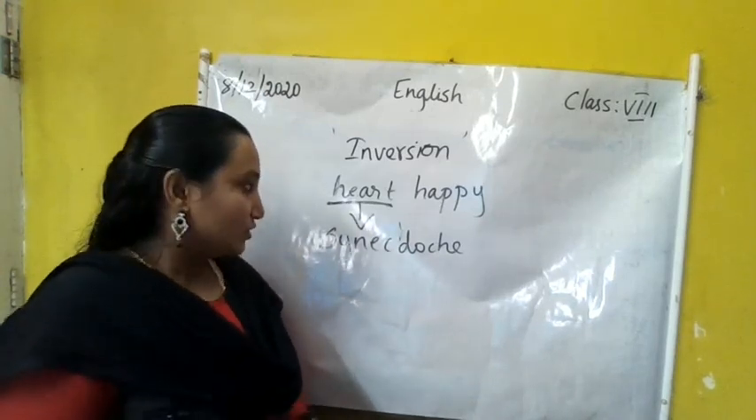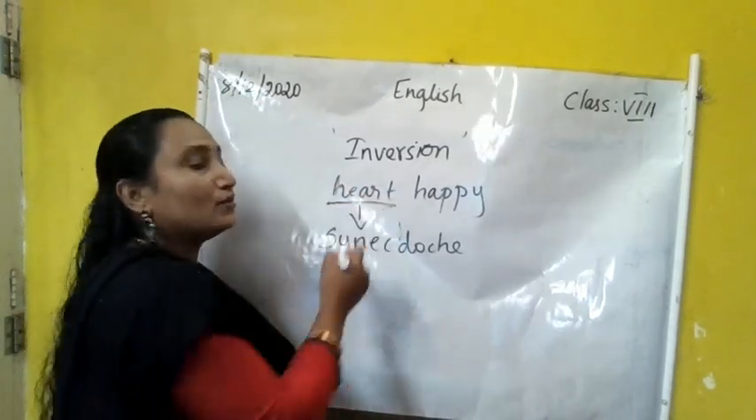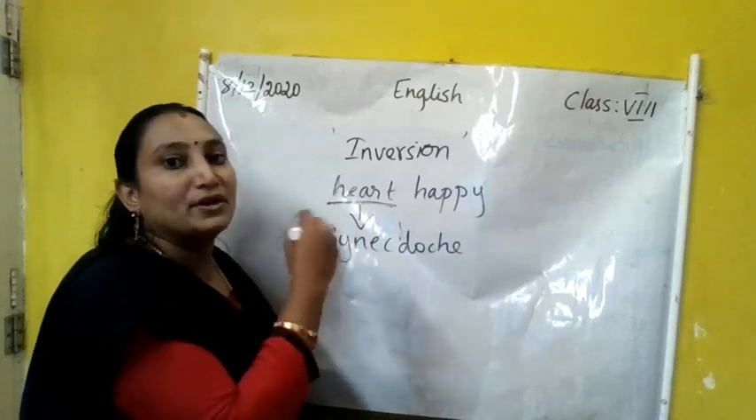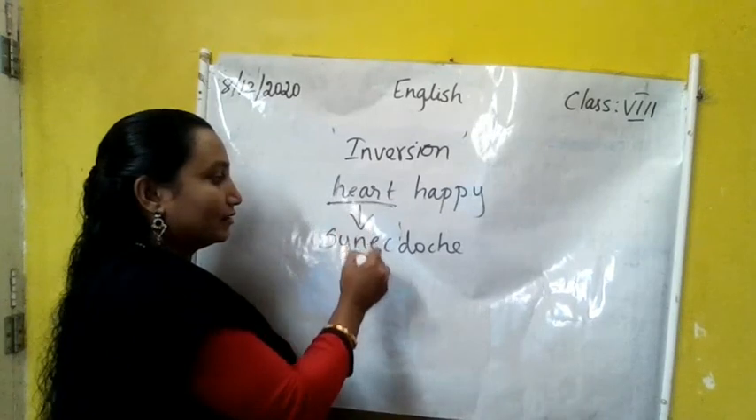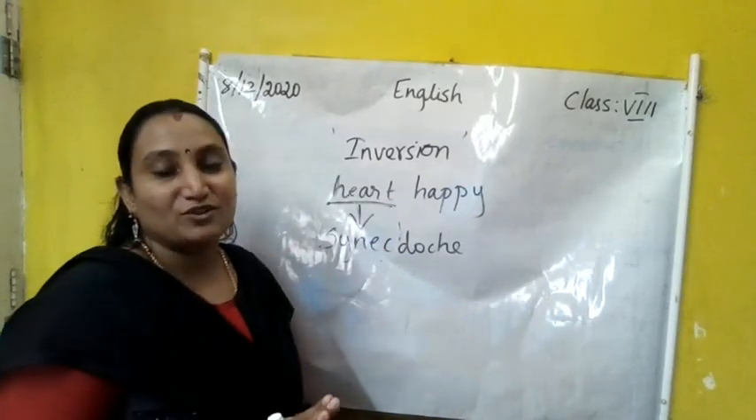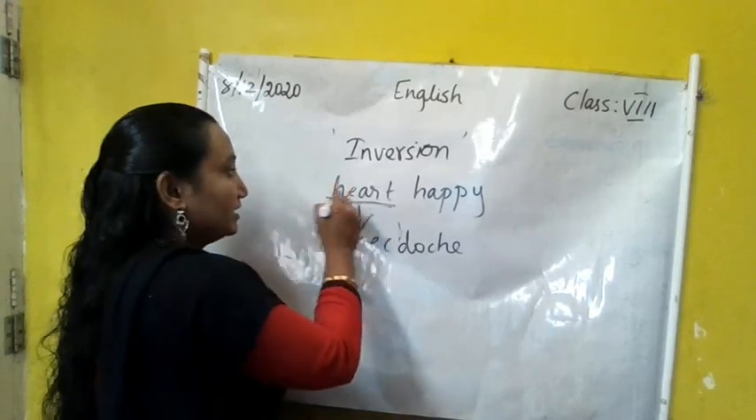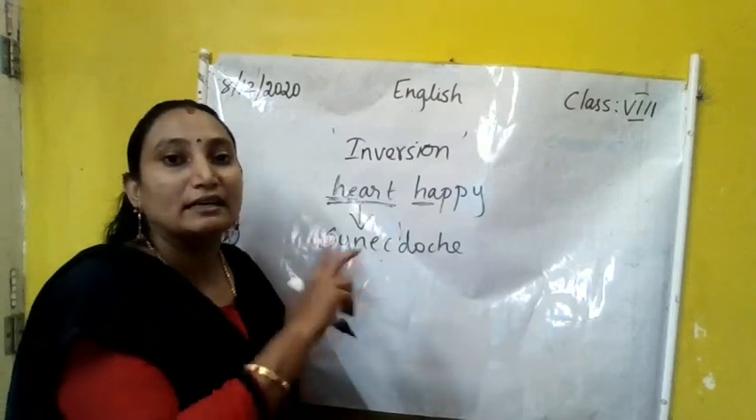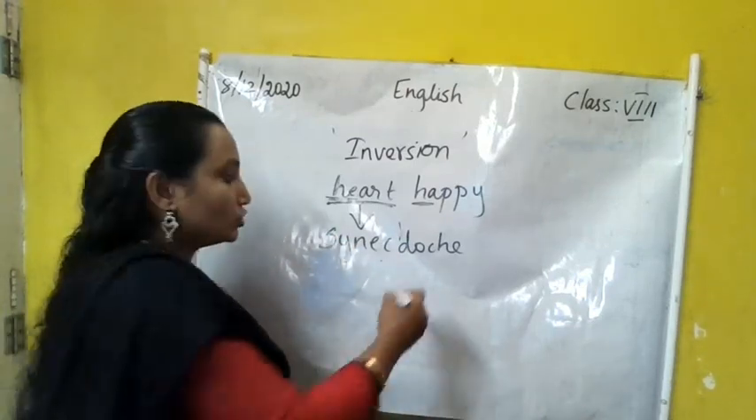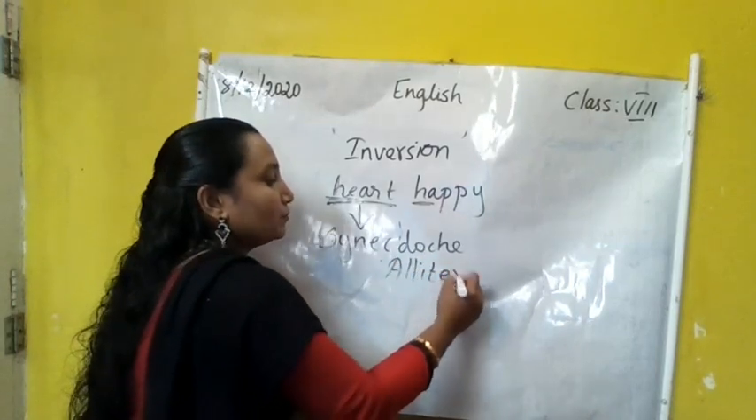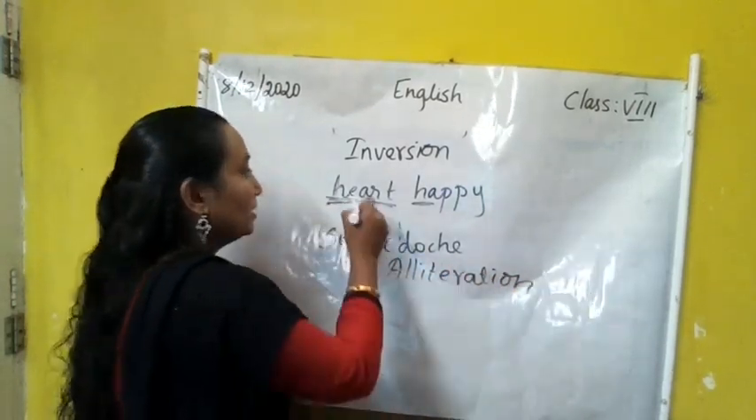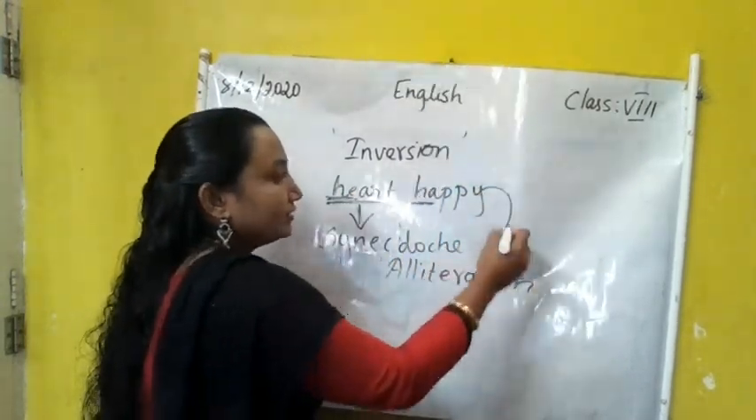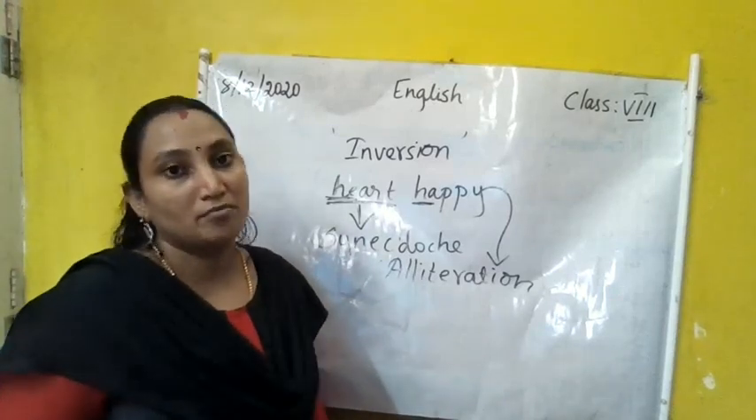So using a part of a body to denote a person is called synecdoche. The third figure of speech we have is alliteration. Heart H, happy H. Alliteration, a consonant letter repeated in the same line. So, in this line we have three figures of speech. You can mark H, H and note down alliteration. If you have written any one of these three, I will give mark.